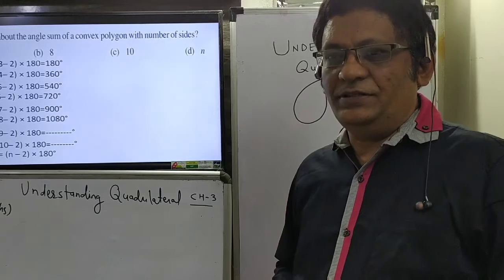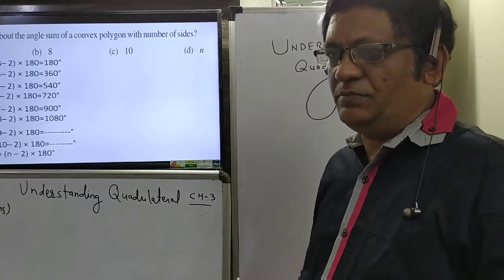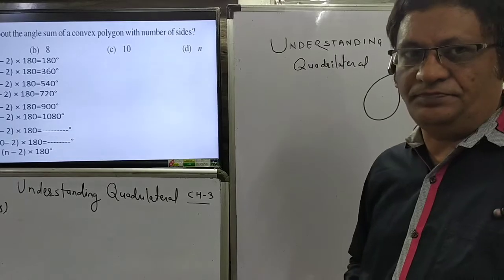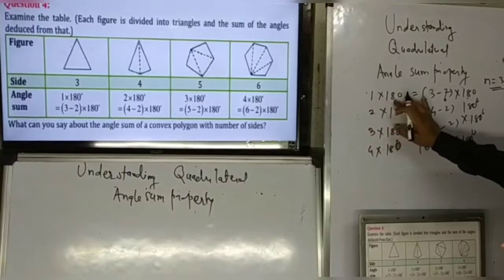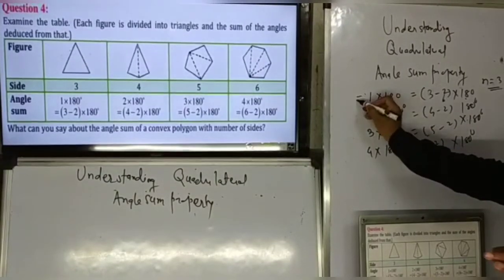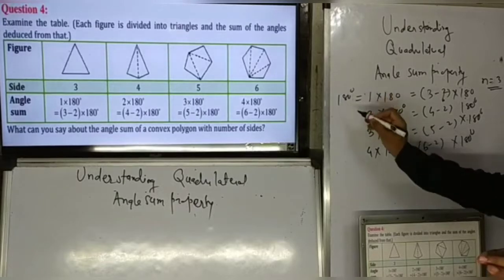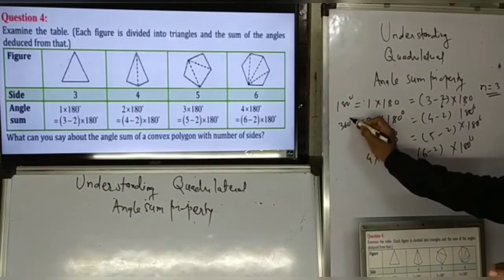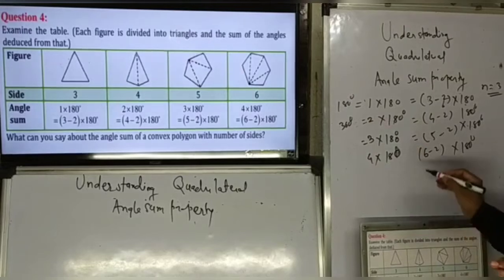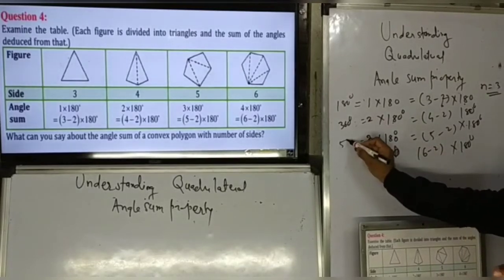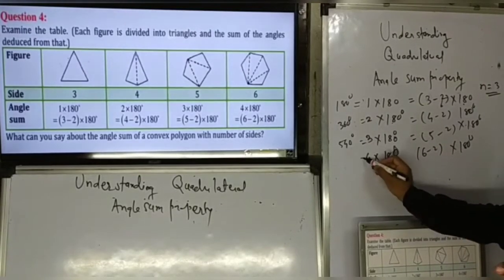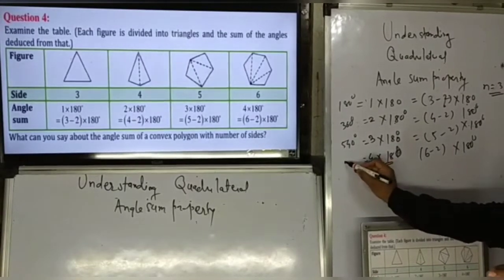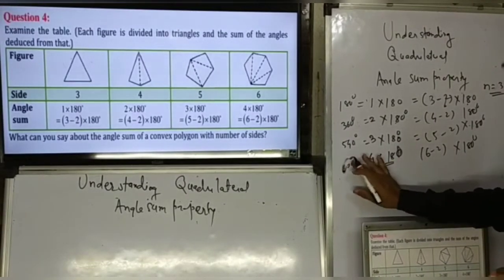I am Pradeep Ingre, TGT Maths, Kendriya Vidyalaya Ordnance Factory, Ambernath. I am taking your understanding of quadrilaterals. Sum of angles of a triangle equals 1 into 180, that is equal to 180 degrees. Sum of angles of a quadrilateral equals 2 into 180, that is 360 degrees. Sum of angles of a pentagon equals 3 into 180, that is 540 degrees. Sum of angles of a hexagon equals 4 into 180, that is 720 degrees.